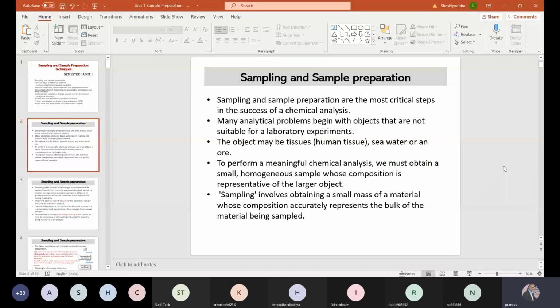Now, if I just go through this, what it tells us is sampling and sample preparation are the most critical steps in the success of a chemical analysis. Because if the sampling is not proper or the sample preparation is not correct, then the instrument has very little to do. I mean, it will respond according to whatever has been put into it. So if this is fine, possibly the analysis would also be fine. Many analytical problems begin with objects that are not suitable for laboratory experiments.